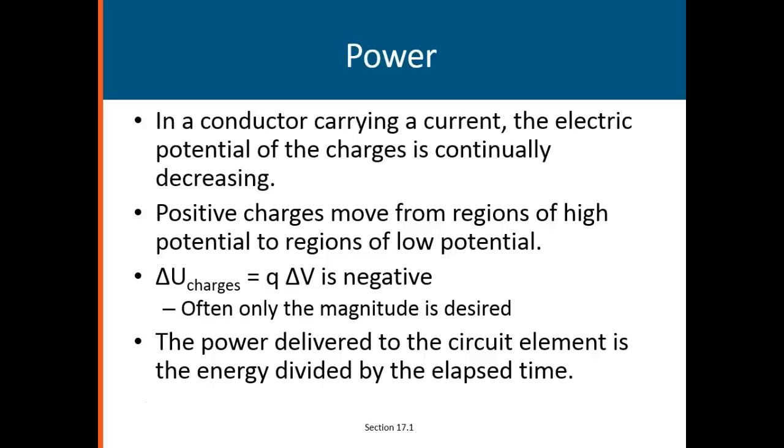In a conductor carrying a current, the electric potential of the charges is continually decreasing, right? If the conductor is carrying a current, the electric potential of those charges is decreasing because they're moving in the direction of lower energy. The positive charges move from regions of high potential to regions of low potential, and that change, delta U, is the change of potential energy.